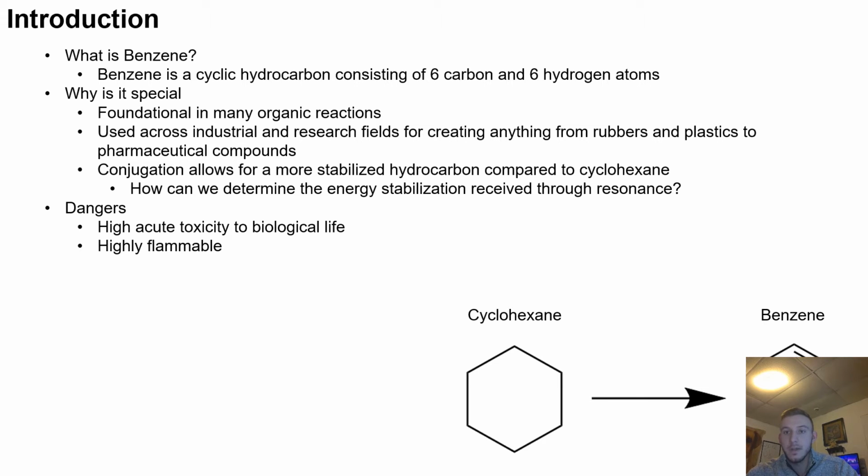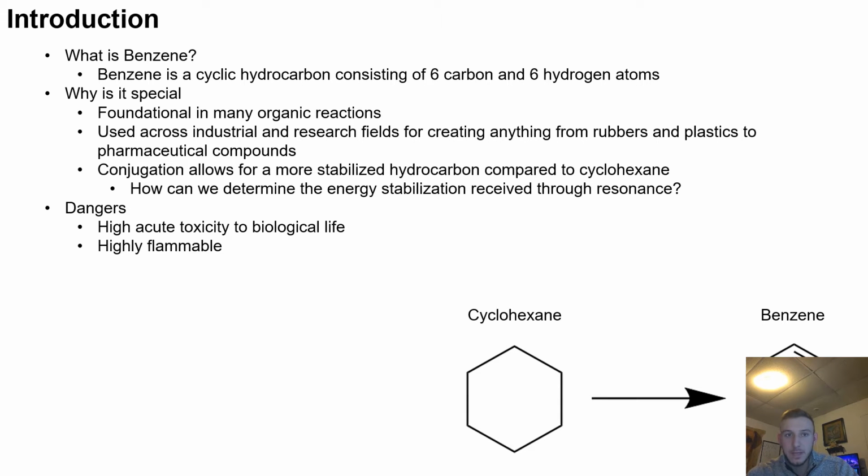And this is shown all the way to the bottom right. In comparison, cyclohexane also is a cyclic hydrocarbon with 6 carbons, but this compound has 12 hydrogen atoms and is formed mainly of single bonds.